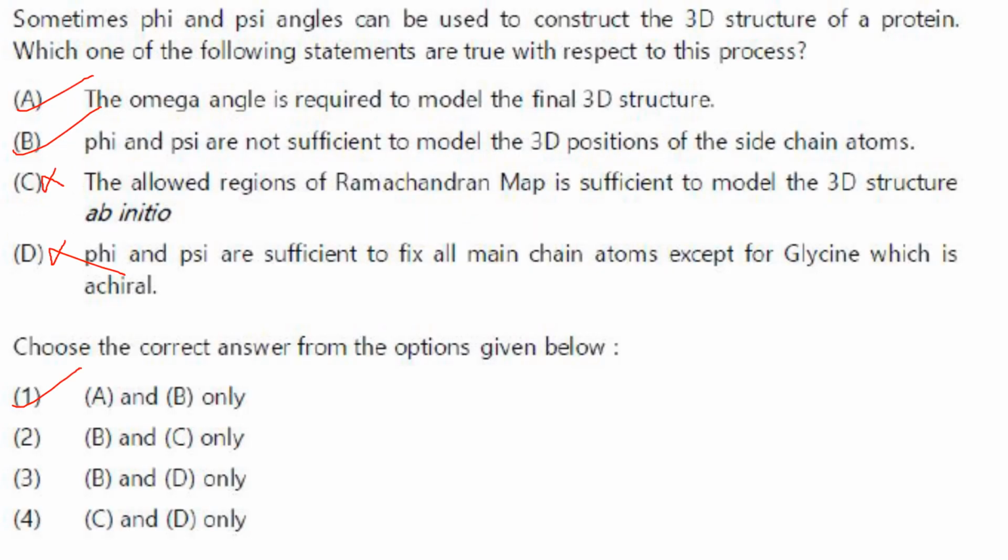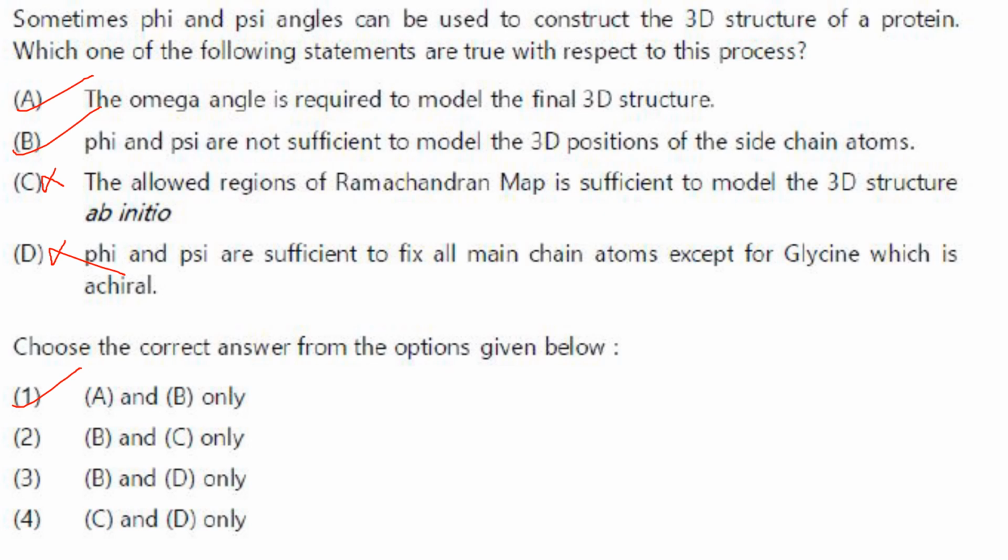Now next one. Sometimes phi and psi angles can be used to construct the 3D structure of a protein. Which one of the following statements are true with respect to the process? The omega angle is required to model the final 3D structure. That is correct. Omega, psi and phi angles, all three are required to model the final 3D structure of the protein. Phi and psi are not sufficient to model 3D position of the side chain atoms. That is also correct.